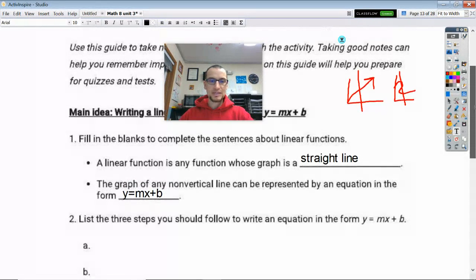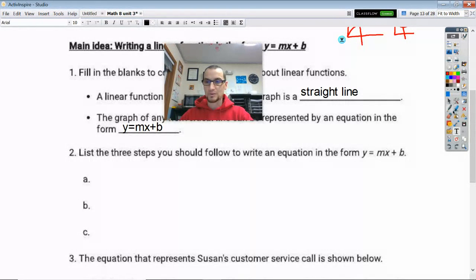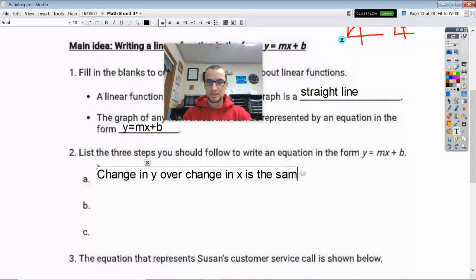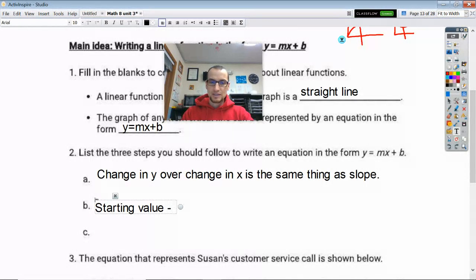So list 3 steps you should follow to write an equation in the form y equals mx plus b. Apex is looking for: compare the change in y over the change in x. So we know that change in y over change in x is the same thing as slope. We've already talked about that in class quite a bit. There's a starting value for the graph, right? Starting value is the same as the y-intercept.